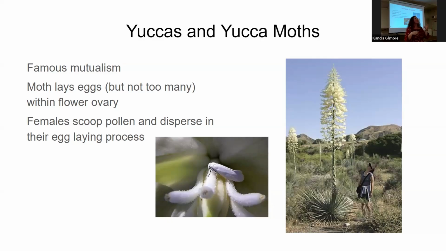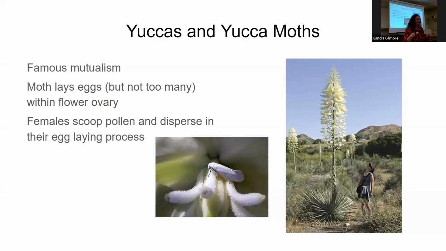And in that, or not to pollinate, they do pollinate them, but they're looking to go lay eggs for their next generation. And they have specialized little appendages at the end where they can gather pollen. And then in the process of that, they scoop pollen and they disperse it as they're laying their eggs.